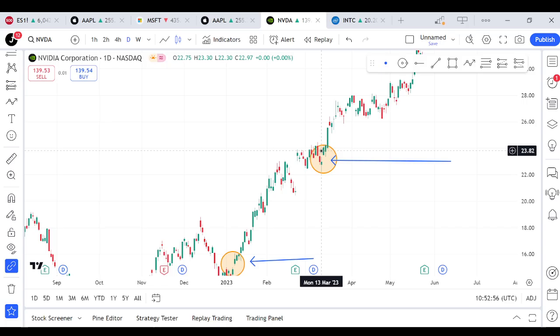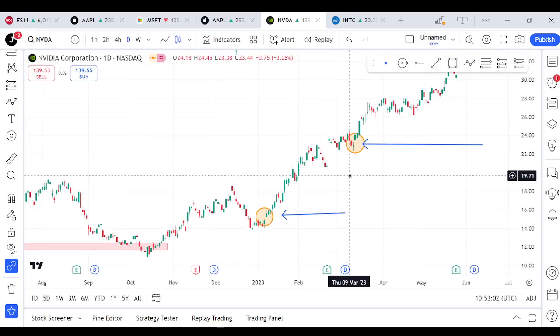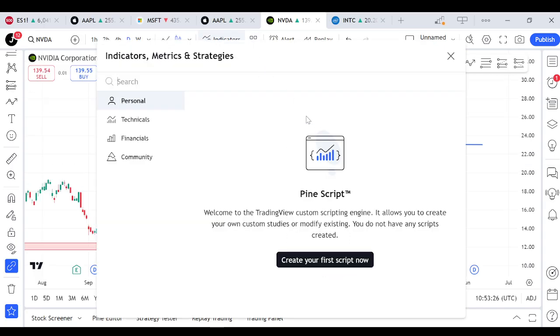So let's talk about the entry points, how you can use this candlestick pattern to trade. To capitalize on this pattern, consider entering a long position once the third candle completes. This completion confirms the pattern and suggests a continuation of the uptrend. Ensure that the overall market conditions support your decision by checking for additional confirmation signals such as increased trading volume. So I'm just going to add the volume.